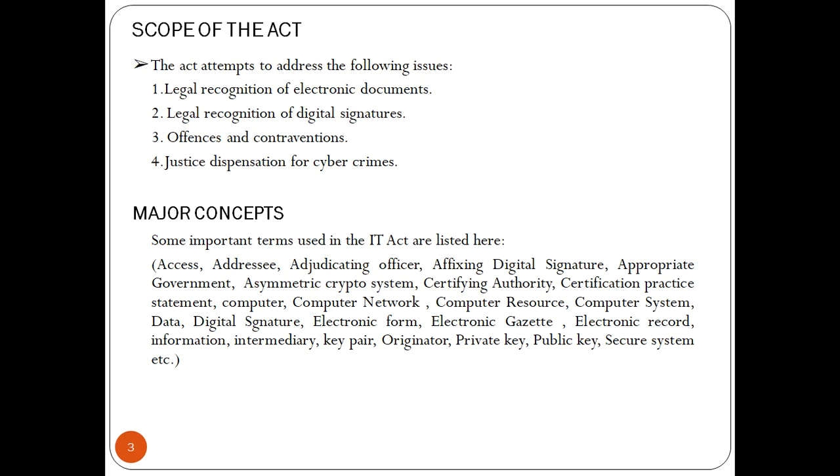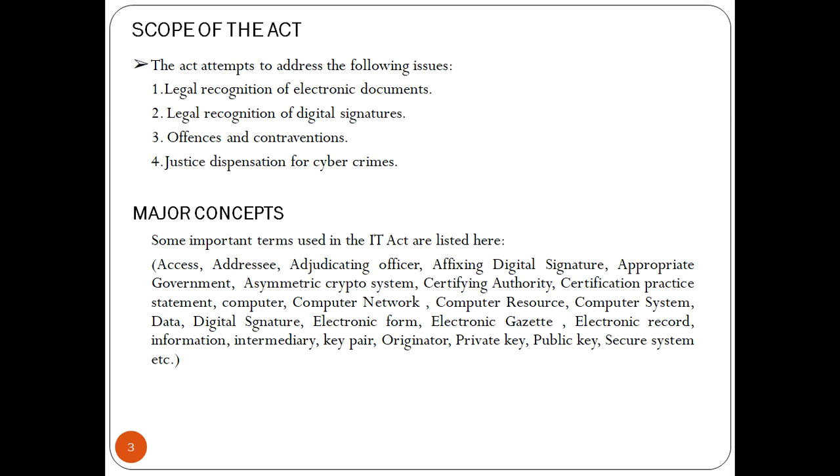Key pair, in an asymmetric crypto system, implies a private key and its mathematically related public key, which are so related that the public key can verify a digital signature created by the private key. Now, public key is used to verify the digital signature. Originator refers to a person who sends or generates or stores or transmits any electronic message or causes any electronic message to be sent, generated, stored or transmitted to any other person but does not include any intermediary. Next, private key refers to the key of a key pair used to create a digital signature. I already told the private key is used to create a digital signature.